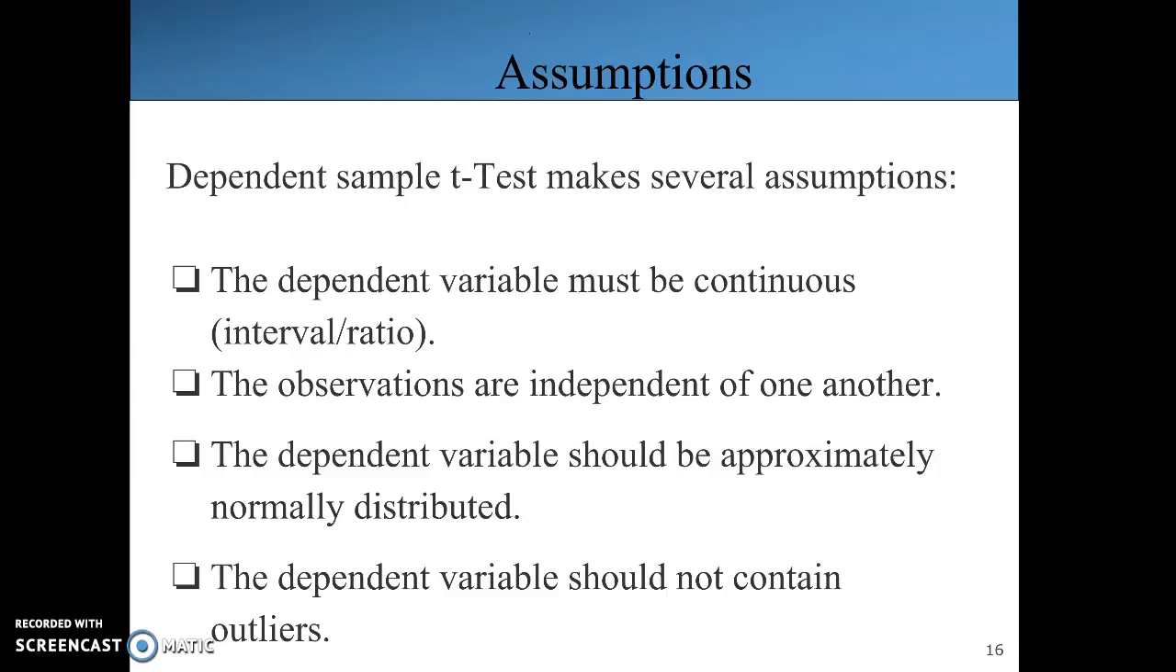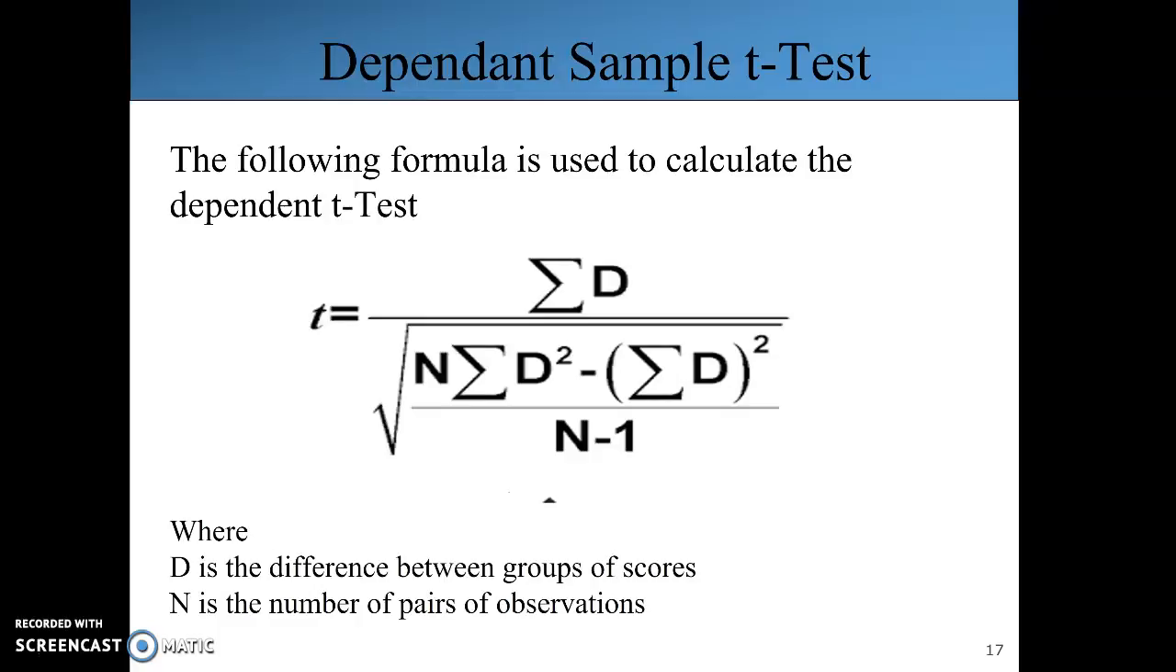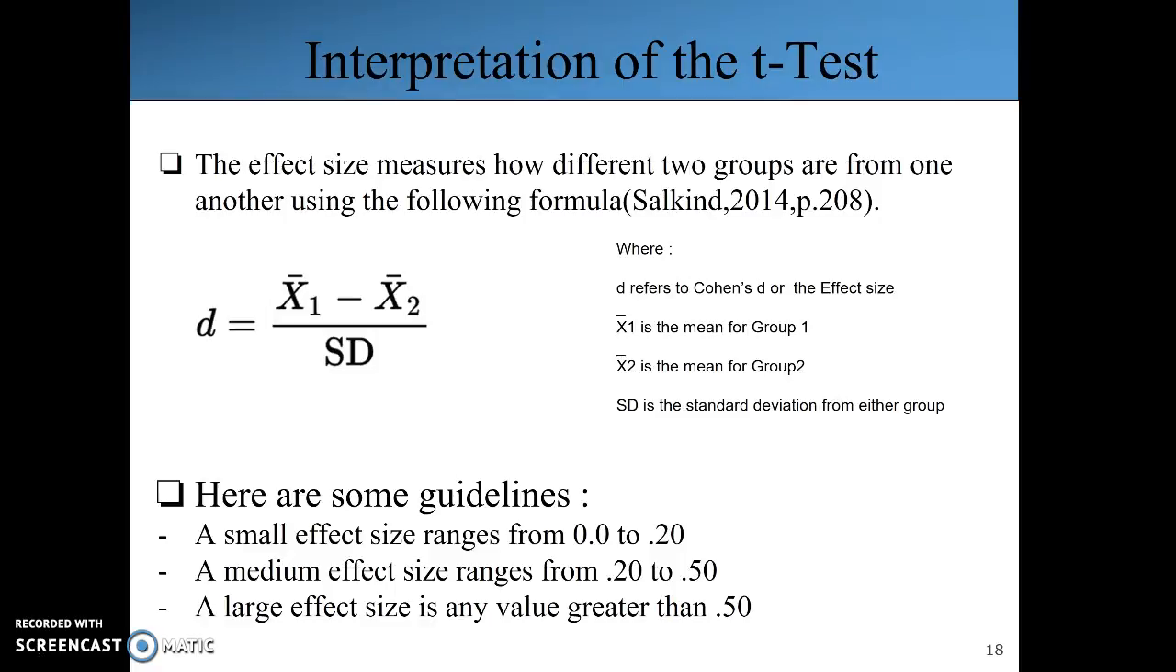There are also assumptions that need to be made when conducting a dependent sample t-test: the dependent variable must be continuous, the observations are independent of one another, the dependent variable should be approximately normally distributed, and the dependent variable should not contain outliers. The dependent sample t-test formula is as follows, where D is the difference between the groups and N is the number of pairs of observations.